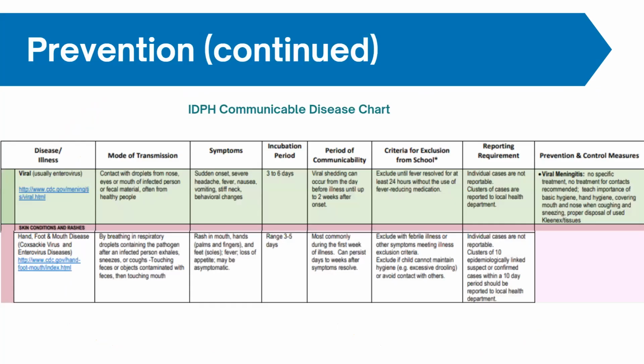Another important prevention strategy is to isolate infected children from schools and daycare settings. According to Illinois Department of Public Health's published guidance, children should be excluded from daycares or school settings if they have a febrile illness or other symptoms meeting exclusion criteria, or if they are unable to maintain hygiene or avoid contact with others.